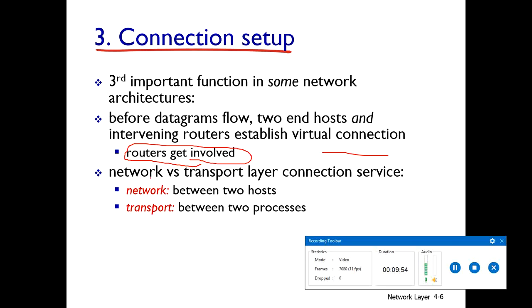What is the difference? How do we differentiate between network versus transport layer in terms of the connection service? The network layer works between two hosts. So for example, we have a PC here, we have a smartphone here. So it works between two hosts, whereas the transport layer works between two processes. For example, let's assume that on a PC mail is working and over here also mail is working. So the transport layer will work between two processes.